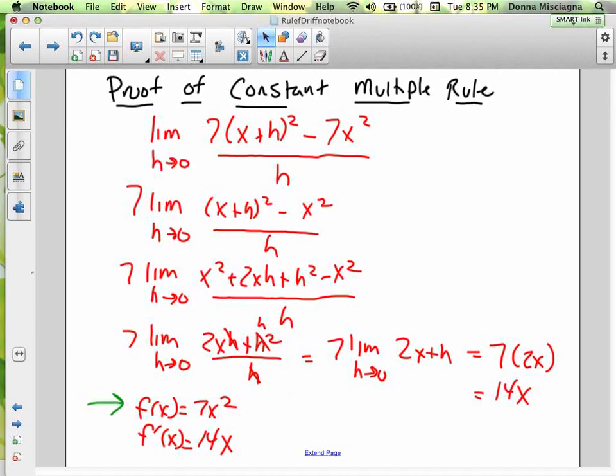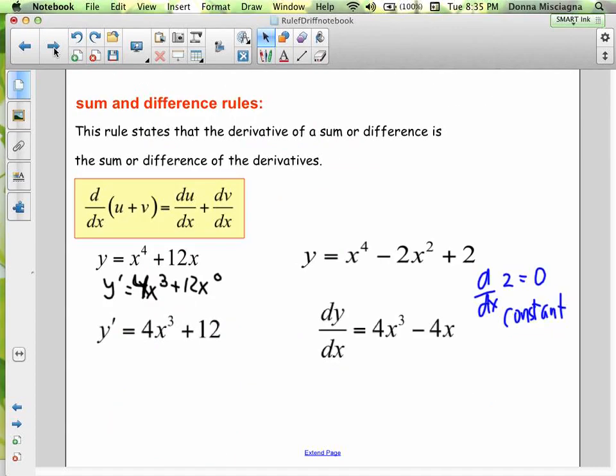So f of x equals 7x squared. The 2 moves in front. Now you've got 2 times 7, which is 14, and you reduce the exponent by 1. So if you have a scalar multiple, you just multiply your derivative by that scalar multiple, whether you're using the limit of the difference quotient or the power rule. The same thing would occur.